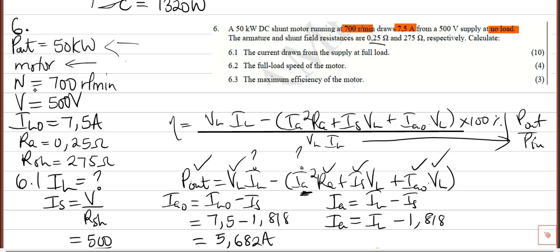So this is at no load. You can represent the speed as NO, and someone else might represent it as N2. Whichever way you represent it, the idea is that it is at no load. All of the given information is there.